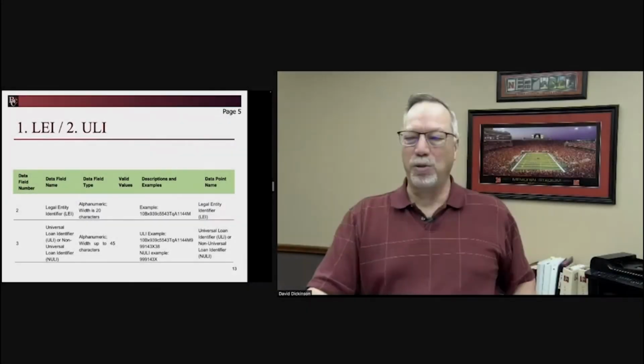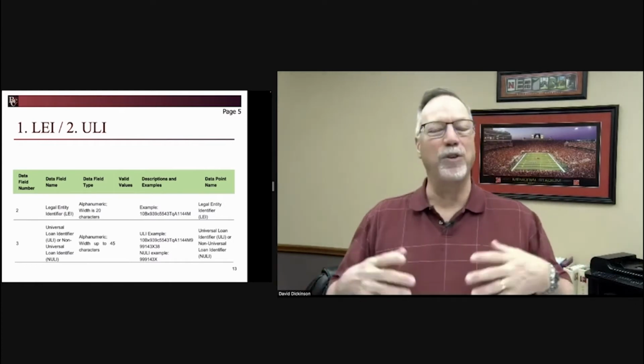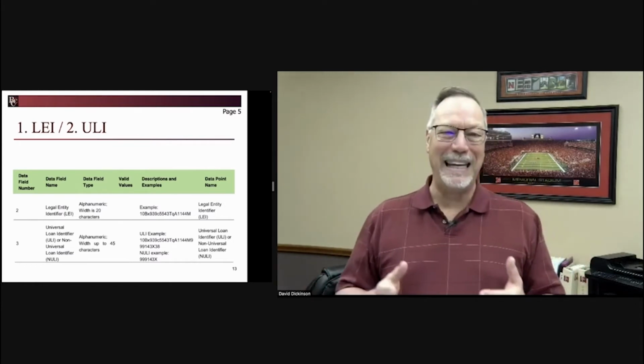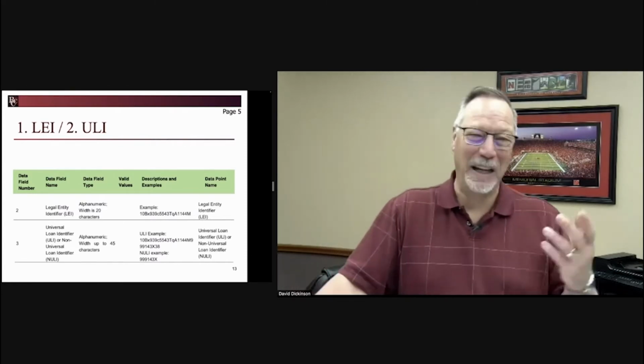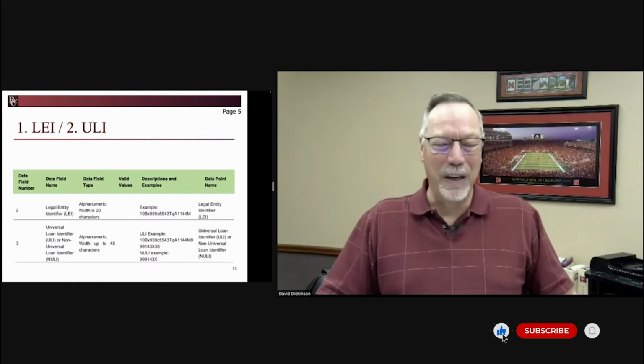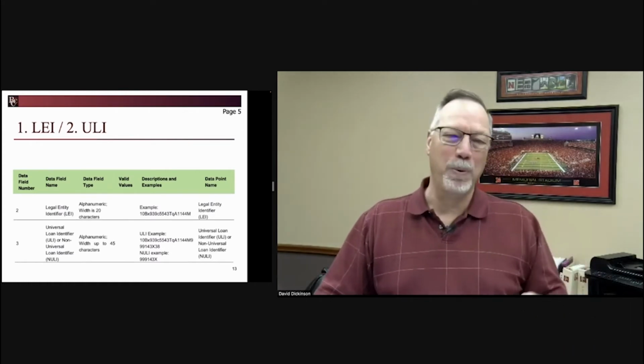Now, what you see on your screen right now is that green bar and that information on the bottom of page 5. If you're not familiar with this, it's called a filing instruction guide. From here on, I'll call it a FIG. We like to have acronyms, right? So the FIG, the filing instruction guide, is basically how to report the data.